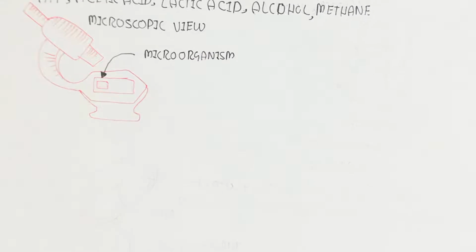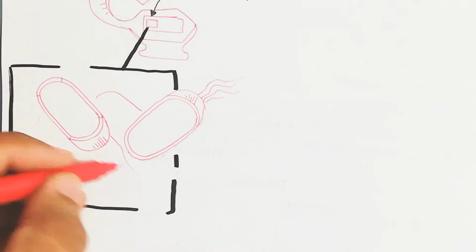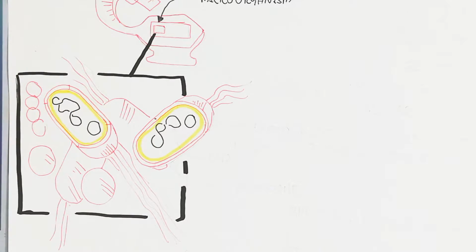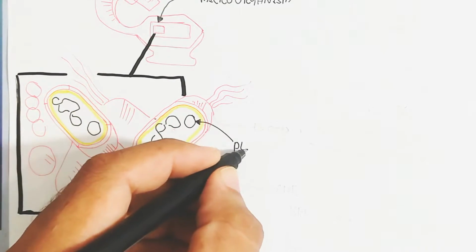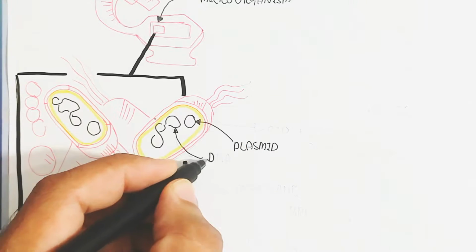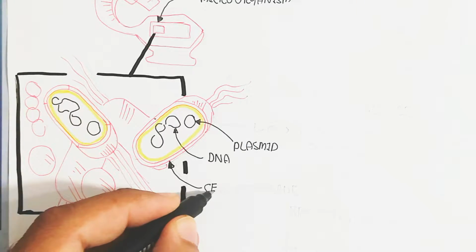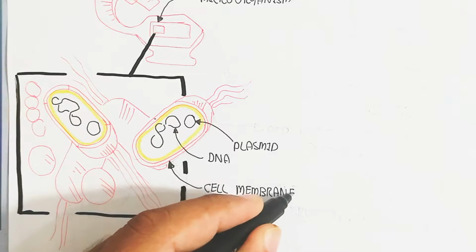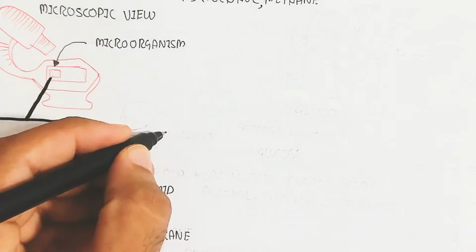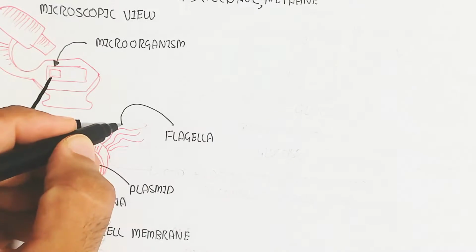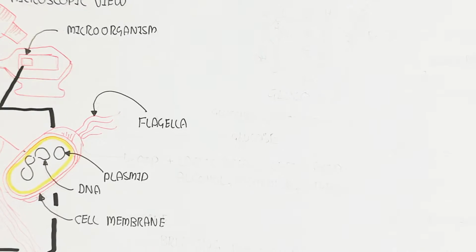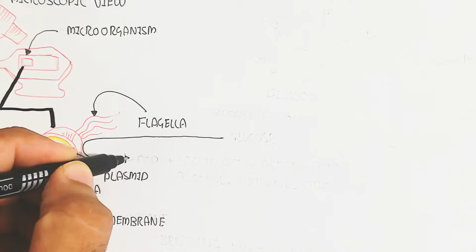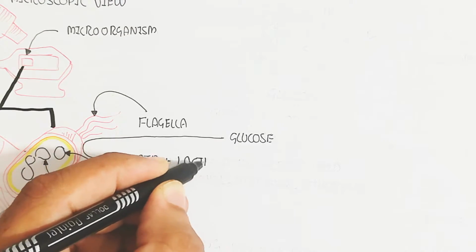So the microscopic view will show the microorganism. Here is the structure. This structure contains a plasmid and DNA, but the mitochondria is not appearing. We can show only the plasmid and DNA or other things. So this is a flagella, plasmid and DNA, and this is a prokaryote, without a true nucleus.